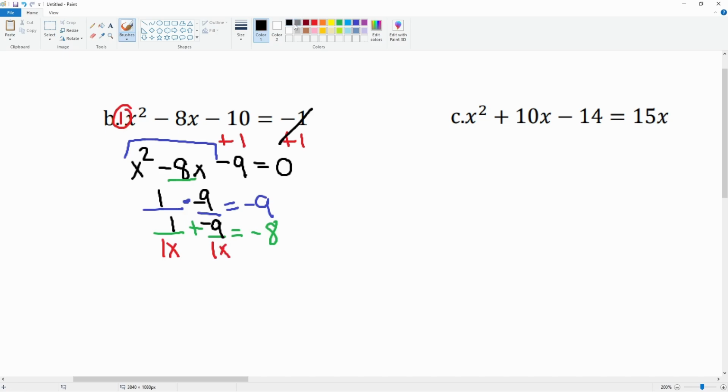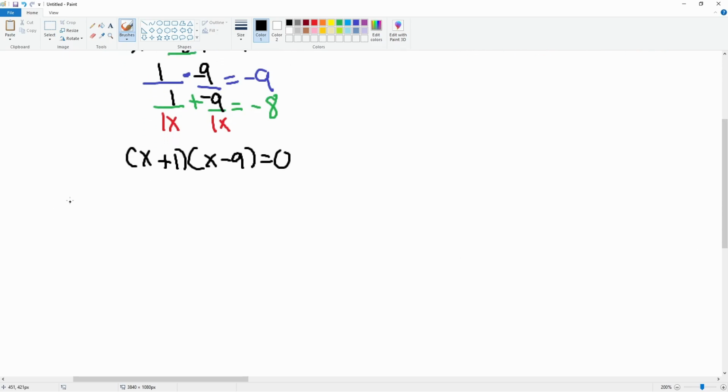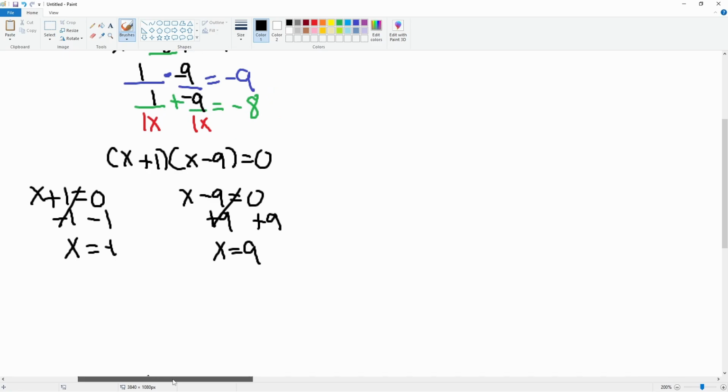Nothing changes. So our factored form would be x plus 1 and x minus 9 equals 0. Next, we set each term equal to 0 and solve. We have x plus 1 equals 0, x minus 9 equals 0. For x plus 1 equals 0, we subtract 1 from both sides. It cancels, leaving you with x equals negative 1. For x minus 9 equals 0, we add 9 to both sides. This does cancel, leaving you with x equals 9. So your two solutions are x equals negative 1 and x equals 9.